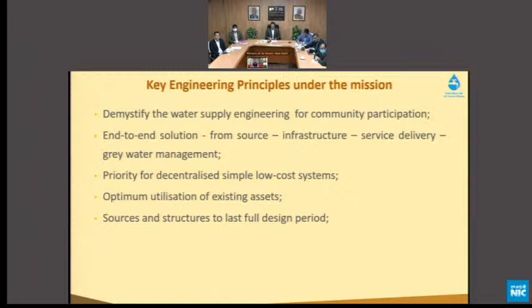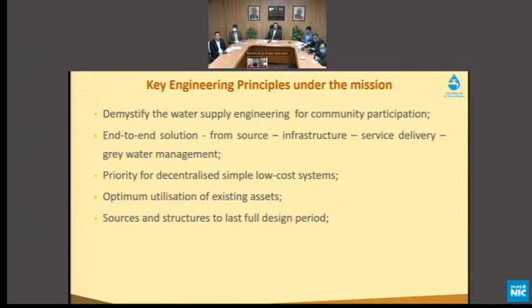And the third one is priority for decentralized, simple, low-cost systems so that people can actually maintain them easily. Constructing some big mega structures and then providing water is very good. That is required for certain areas, no doubt in that. But not all places require that. We will see how that can be done. And again, optimum utilization of the existing resources. We have a large number of engineering structures already set up under various 5-year plans, even by the state's funds, NABARD funds. All those assets have to be dovetailed under the Jal Jeevan Mission so that you don't create new infrastructure, but you utilize the existing infrastructure to provide excellent service delivery.